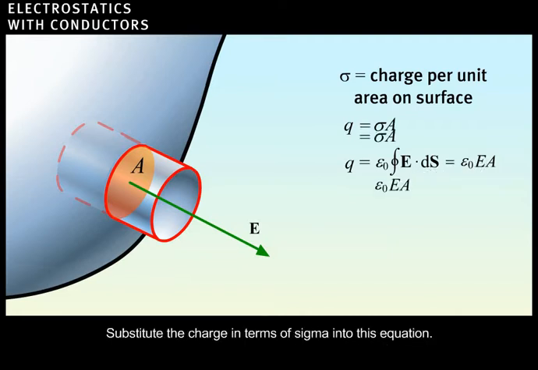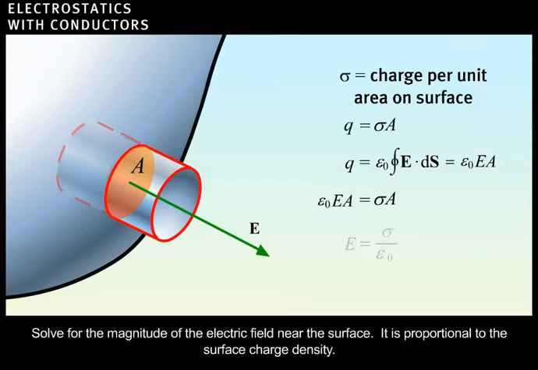Substitute the charge in terms of sigma into this equation. Solve for the magnitude of the electric field near the surface. It is proportional to the surface charge density.